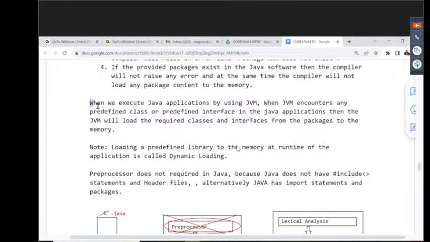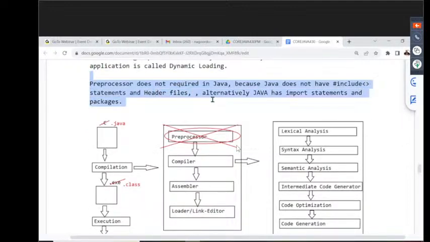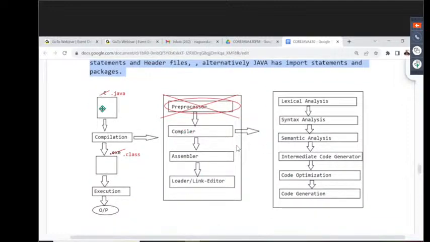When we execute Java applications by using JVM, when JVM encounters any predefined class or predefined interface in the Java applications, then the JVM will load the required classes and interfaces from the packages to the memory. Loading a predefined library to the memory at runtime of the application is called what? Dynamic loading. Alright, so preprocessor is not required in Java. Why? Because Java doesn't have hash include statements and header files. Alternatively, Java has import statements and package statements. Got it or not?